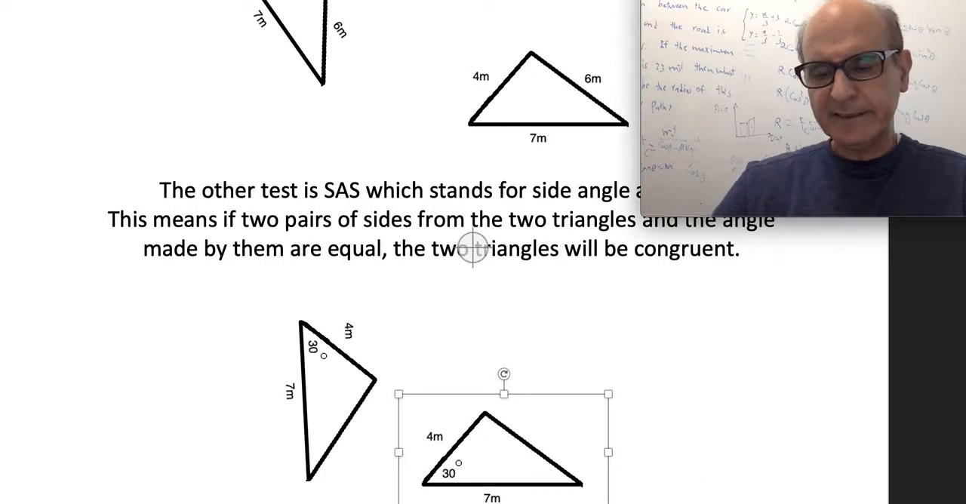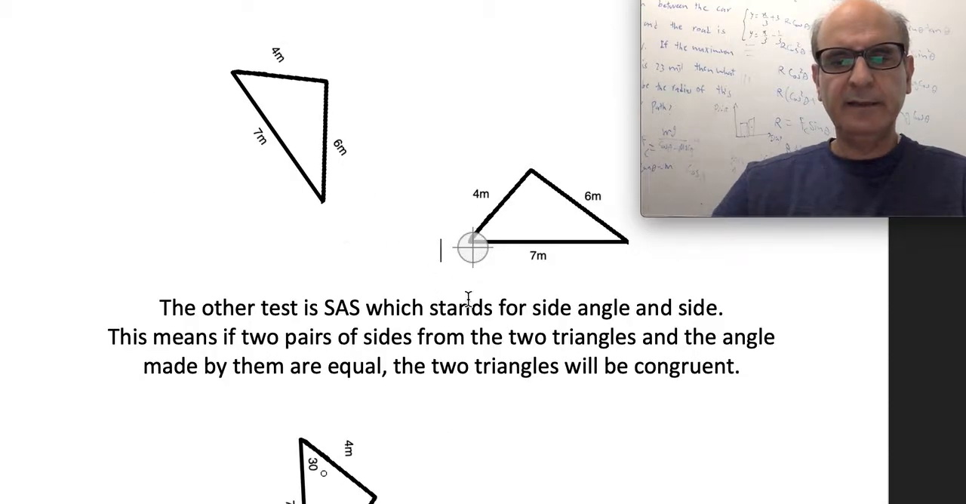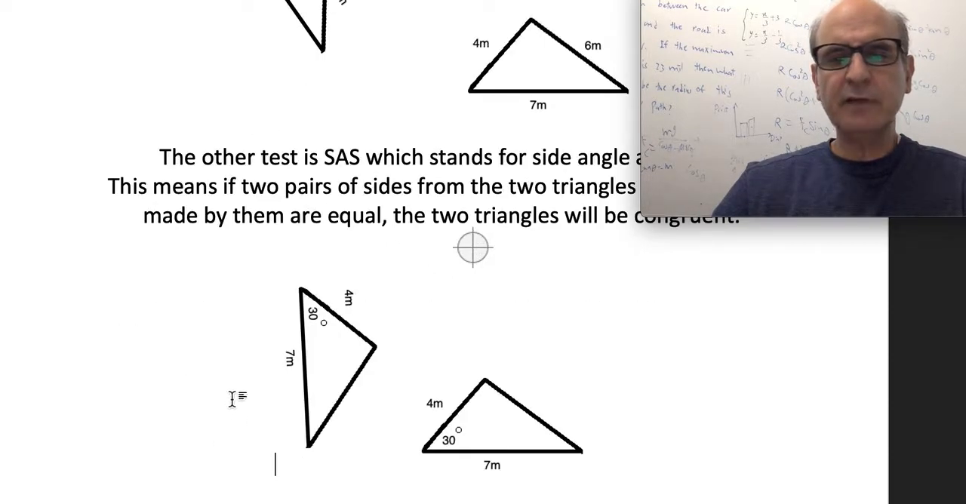The next test is called side angle side, SAS. In this one, we look at two sides and the angle made by those sides. If the two sides are equal from the two given triangles and the angle made by those sides also is the same for both triangles, then the two triangles are congruent. Everything about the two triangles will be the same.